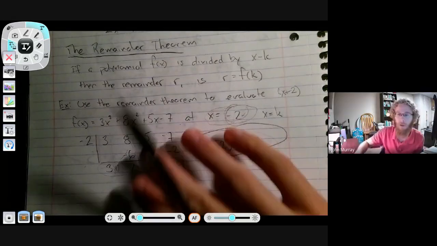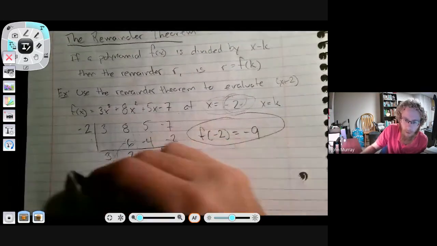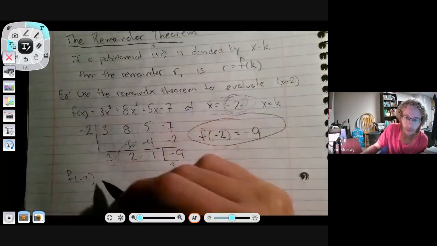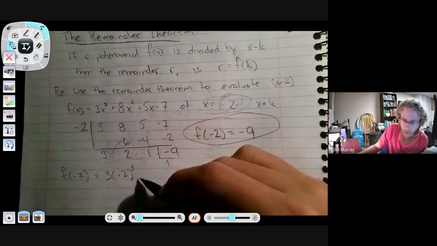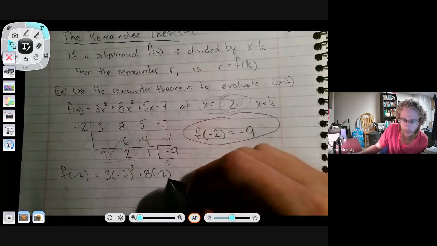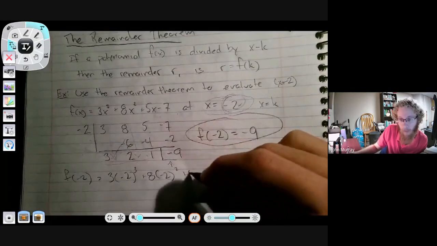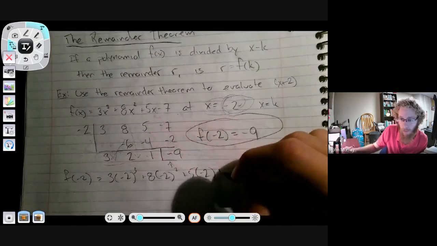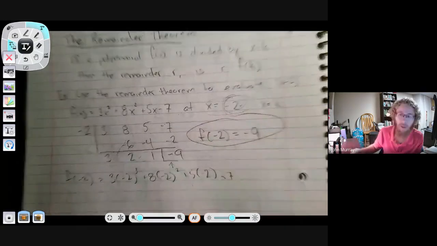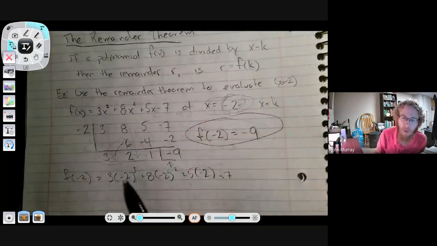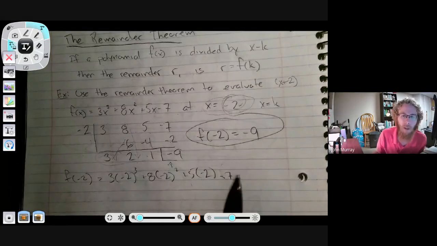And obviously, you can always check, right? You can plug in -2. So we would have 3 times -2 to the third plus 8 times -2 squared plus 5 times -2 minus 7. But right, like I said before, maybe I don't have access to a calculator right now. Maybe my phone wasn't giving me the right answer.